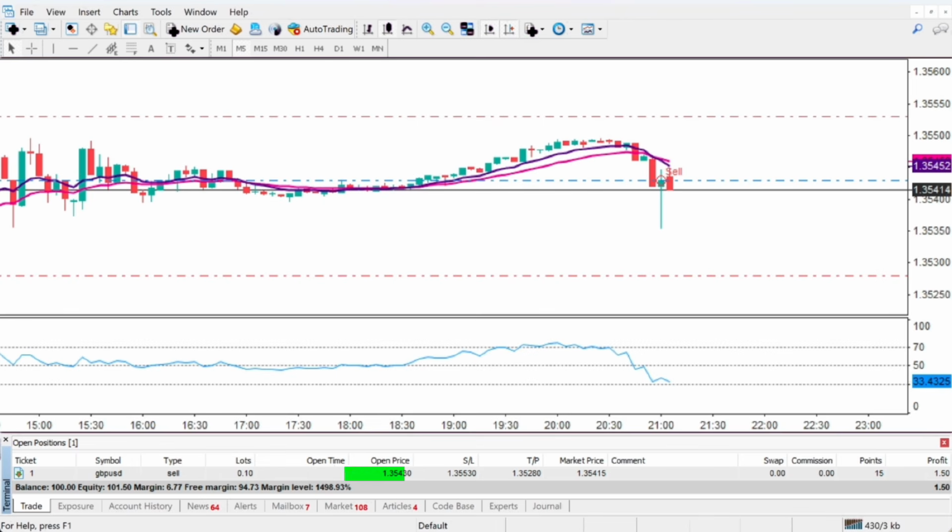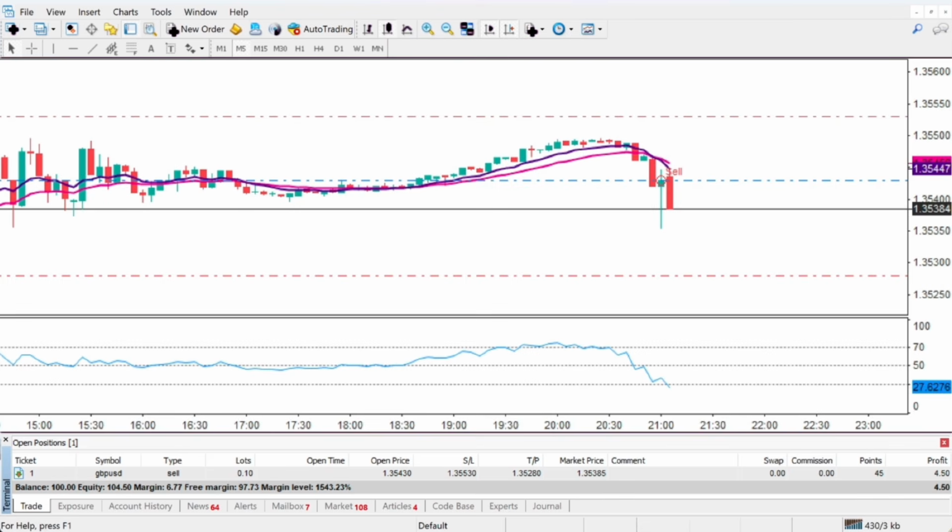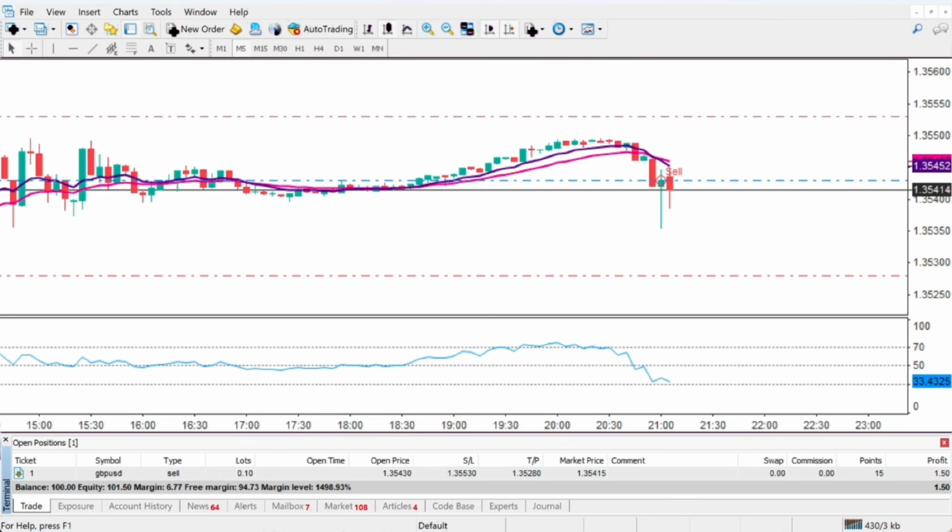Sell at 1.35430. Stop loss 10 pips, take profit 15 pips. Lot size 0.10. Yeah, I know, that's quite a big lot for a small account. But this is just an experiment, so don't copy this risk if you're trying it yourself. I'm basically stress testing the strategy to see how it behaves.